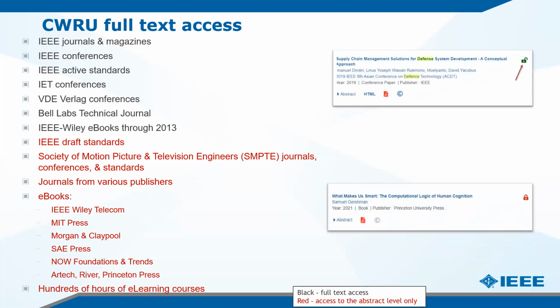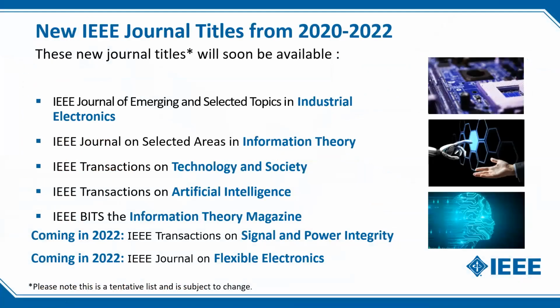And this is how you can visually see quite quickly what information or which citations are included in your full text access. The open green lock icon that I've used a very small arrow to show you, shows you that it's included in the Case Western Reserve full text access to IEEE Xplore, whereas the closed red lock shows you that you can search it in full text, but only see it down to the abstract level. New journals from 2020 to 2022, and this is all included in your full text access to IEEE Xplore.